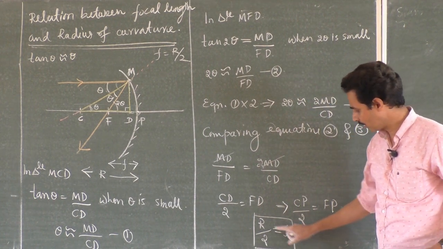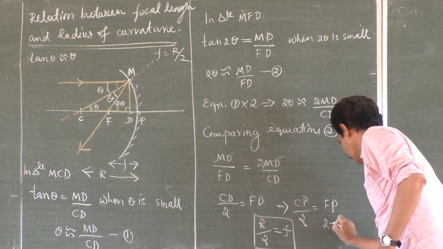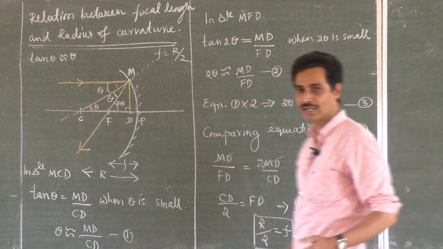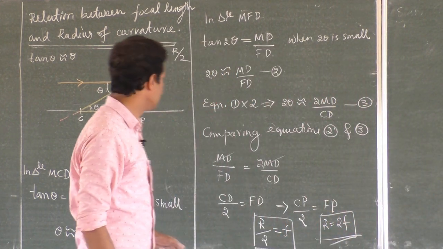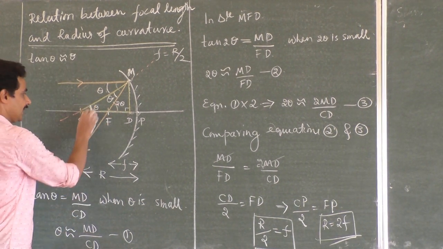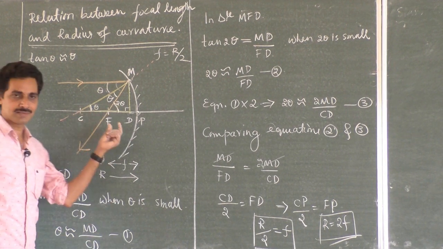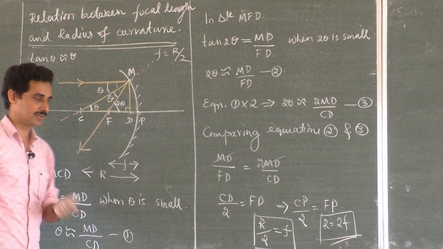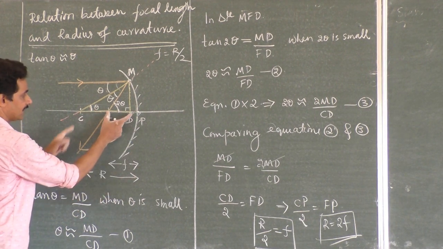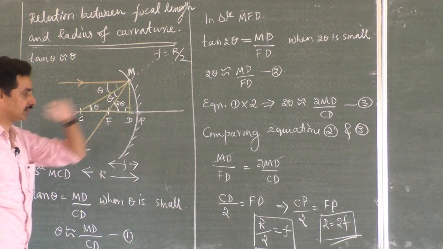So once you know that you are going to prove either R by 2 is equal to F, or R is equal to double the focal length, radius is double the focal length, or focal length is half the radius. If you know that, after drawing this diagram, definitely you will come to know that you must take theta and 2 theta because one is double the other. And the best trigonometric function which will help you is tan theta, because radius and focal length come here and this will be the common. You see the beauty of the derivation.